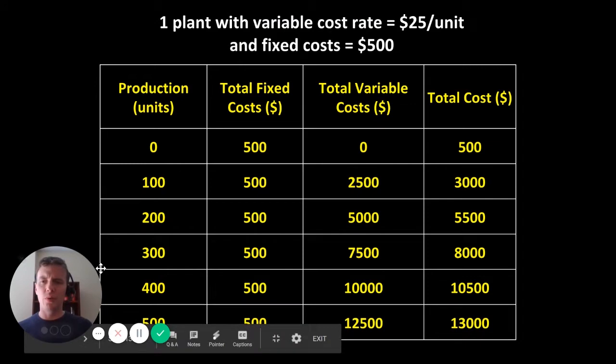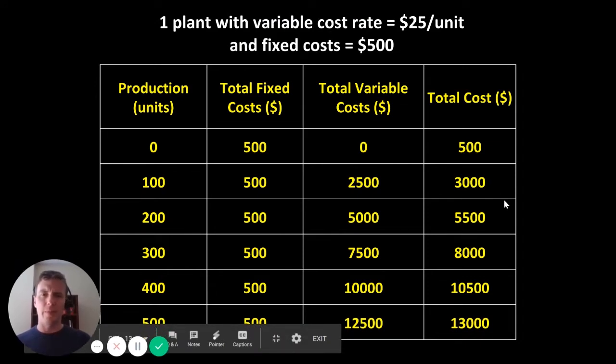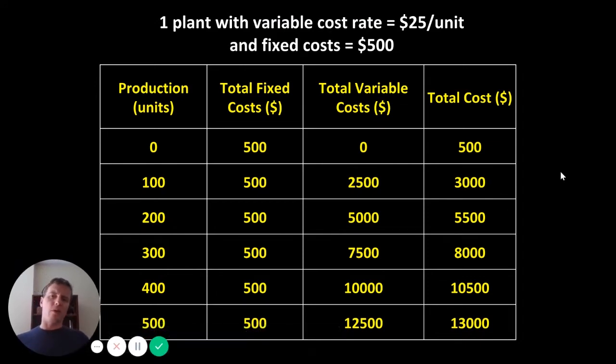Okay, so let's do a really simple example here. We're going to assume that we have a factory or a plant, and that we already know the variable cost rate, that it costs roughly the power plant $25 per unit to make each individual unit it produces in terms of its variable costs, and then it has fixed costs of $500. So it costs $500 to keep the plant open, the lights on, the mortgage payment, etc. This is a very simplified example.